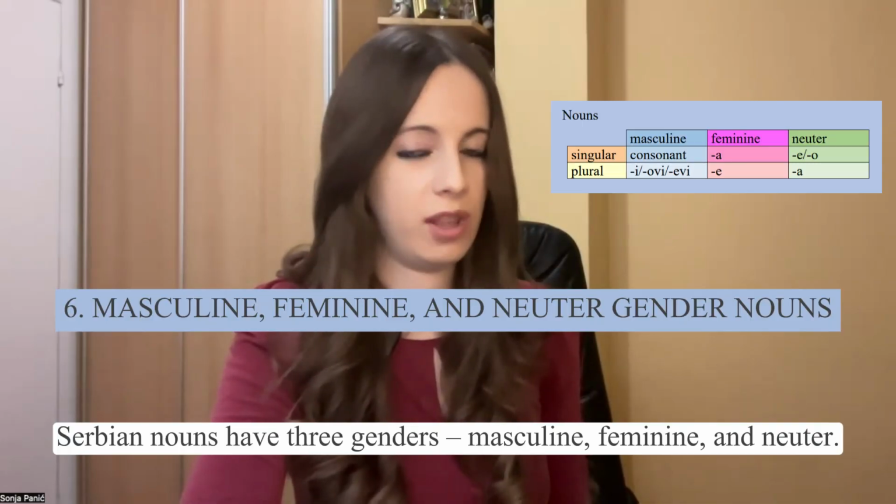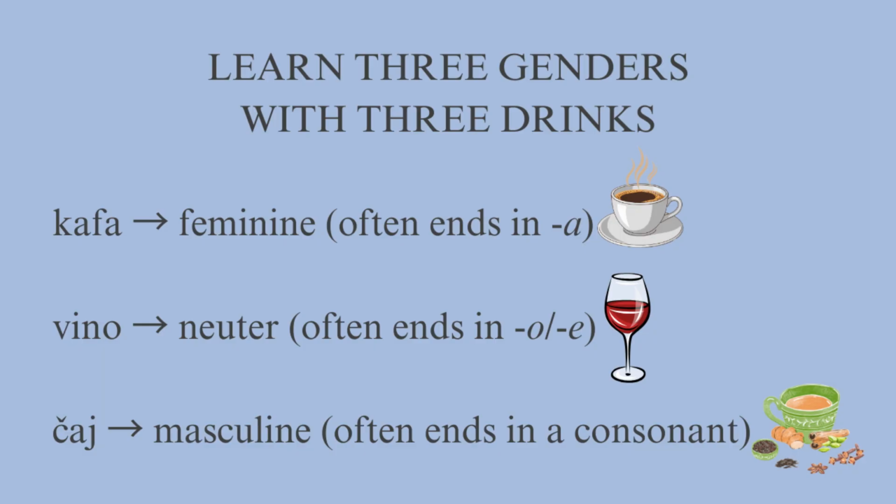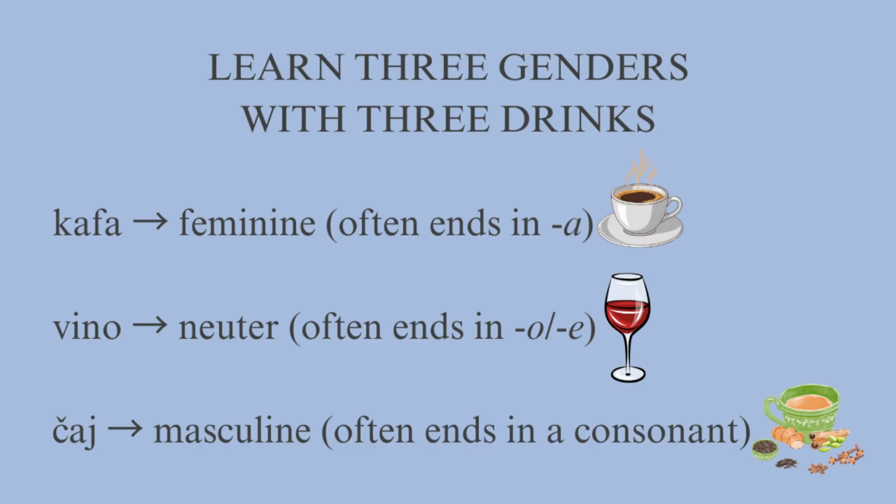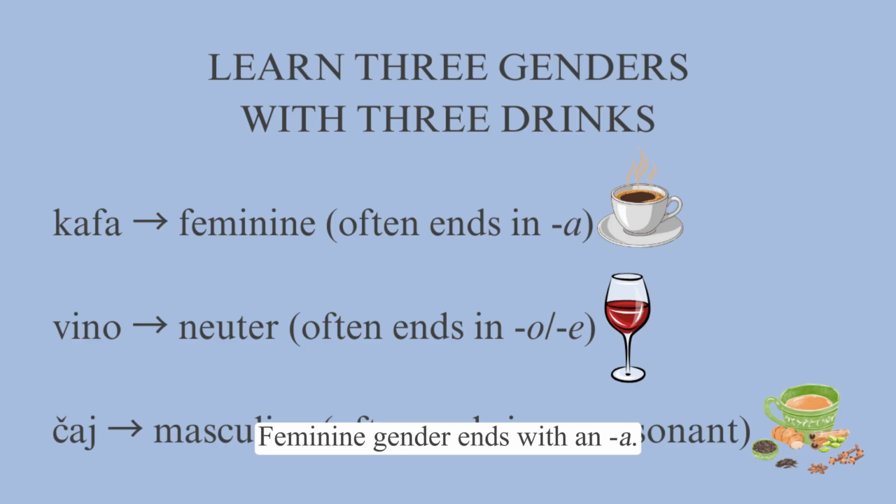Serbian nouns have 3 genders: masculine, feminine, and neuter. Here is a super simple trick. Learn 3 genders with 3 drinks. Kafa, coffee, is feminine gender. Feminine gender ends with an A.